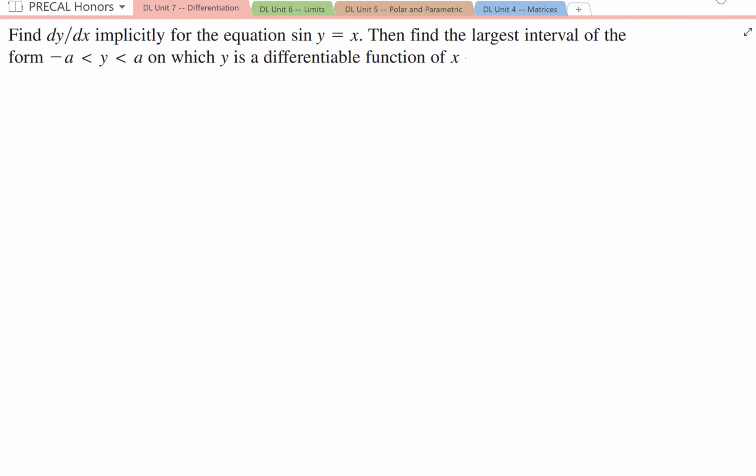Find dy dx implicitly for the equation sine of y equals x. Then find the largest interval of the form y between negative a and a, on which y is differentiable. y is a differentiable function of x.